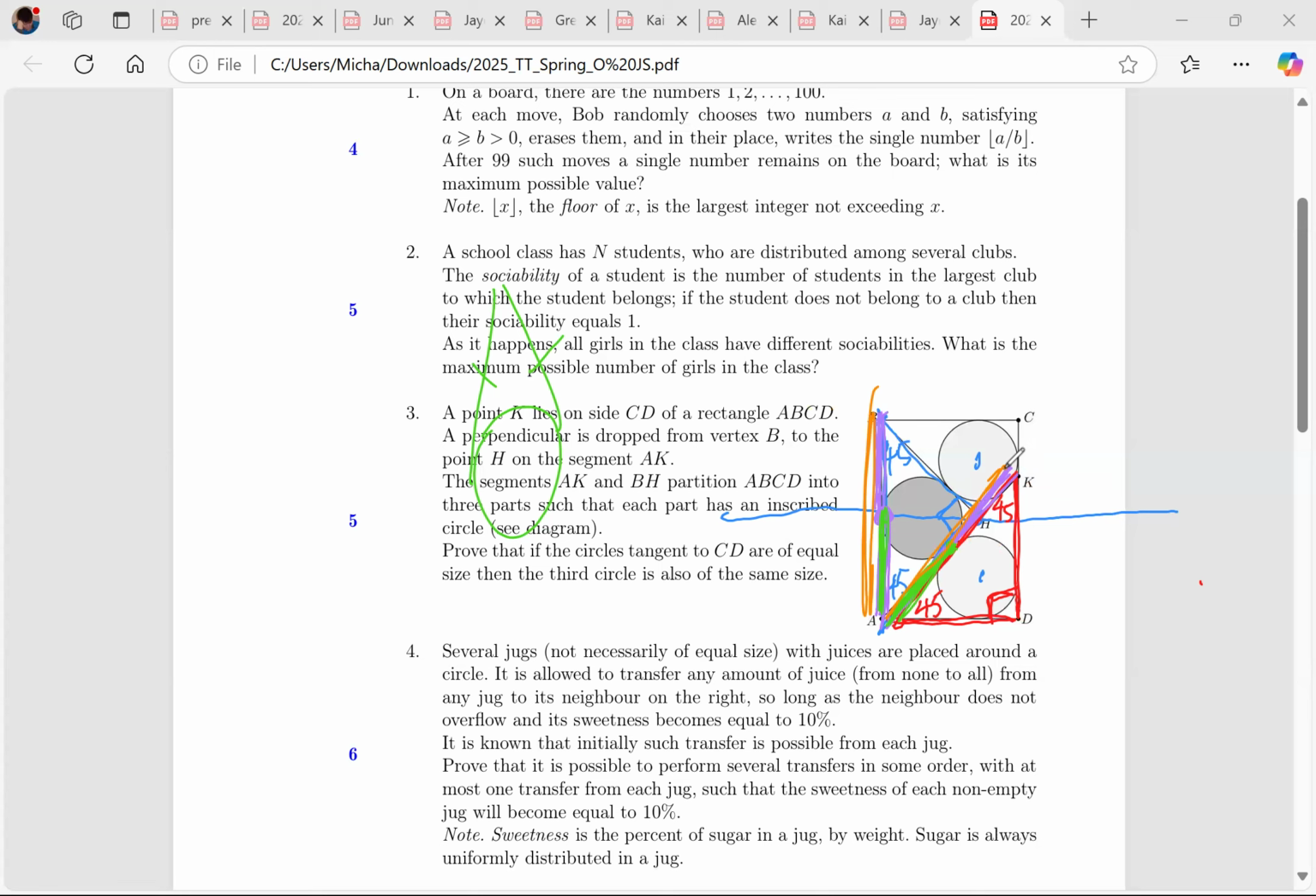I explained it's the midpoint. I'm saying this is the midpoint, and these are equal. And the whole thing is, because it's the midpoint. Okay.